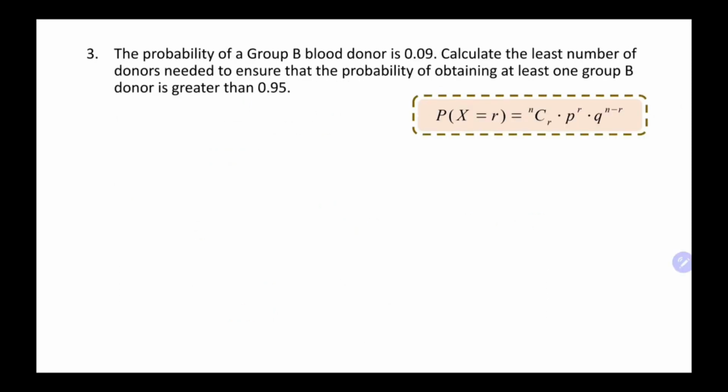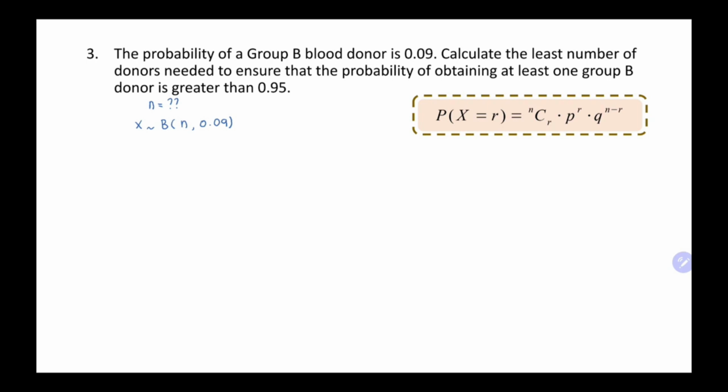The probability of a group B blood donor is 0.09. Calculate the least number of donors needed to ensure that the probability of obtaining at least one group B donor is greater than 0.95. We want to calculate the least number of donors. So, we want to find N. Our probability is 0.09. So, we write X binomially distributed with N and P, probability is 0.09.